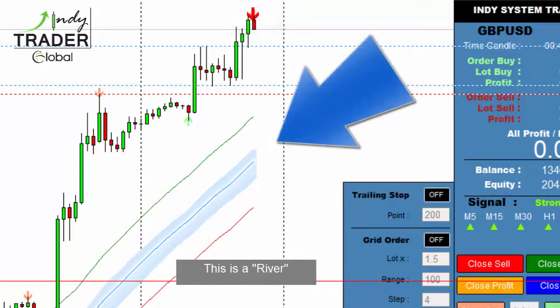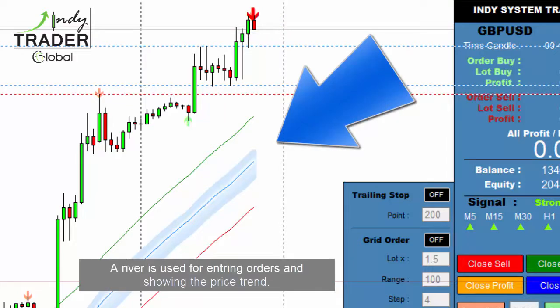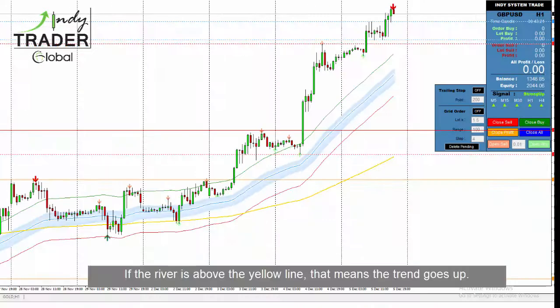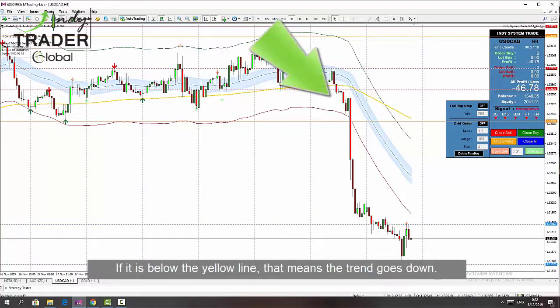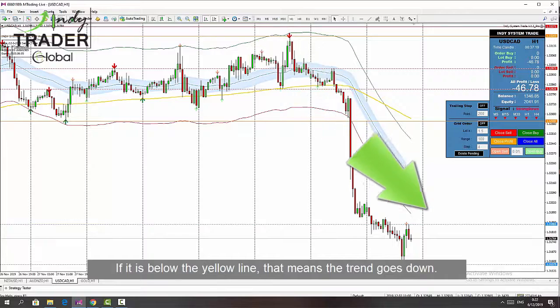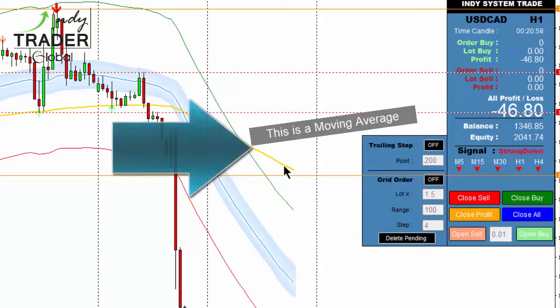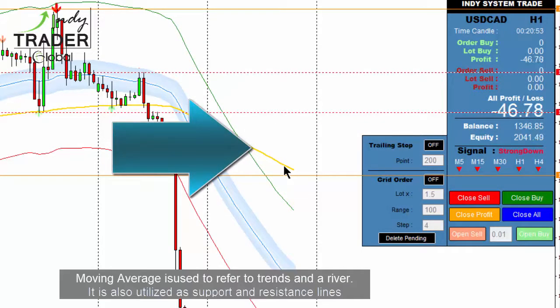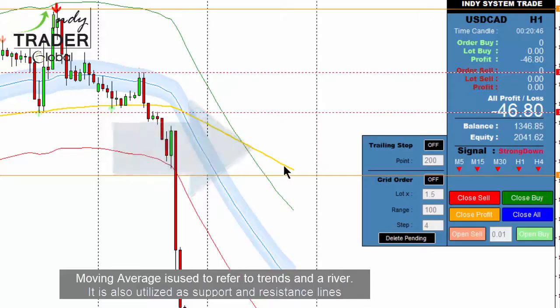This is a river. A river is used for entering orders and showing the price trend. If the river is above the yellow line, that means the trend is going up. If it is below the yellow line, that means the trend is going down. This is a moving average. The moving average is used to refer to the trend, and the river is also utilized as support and resistance lines.